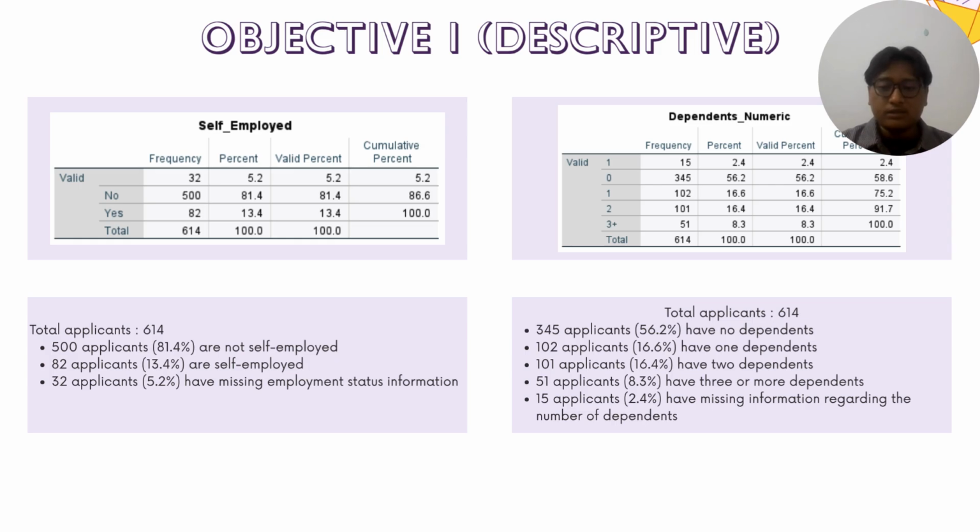Next, among the 614 loan applicants, 345 applicants, 56.2 percent, had no dependents, 102 applicants, 16.6%, had one dependent, 101 applicants, 16.4%, had two dependents, and 51 applicants, 8.3%, had three or more dependents. In addition, 15 applicants, 2.4%, had missing information regarding the number of dependents. This finding indicates that more than half of the applicants did not have any dependents, while the remaining applicants had one or more dependents. This suggests that applicants without dependents constitute the largest group within the dataset.